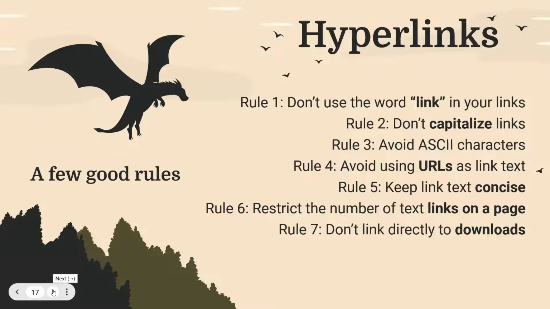We also don't want to use the word link. Click on this link. Guilty of that as well. Or click here. There you go. What is here? Where is here going, right? Also, you don't want to capitalize links. You don't want to use characters that are not text. You want to avoid URLs as text. You want to make sure that it is concise. And you also want to restrict the number of links on a page. And also, when you click on a link, it should not automatically require a download. So make sure that it doesn't directly link to a download or force a download.